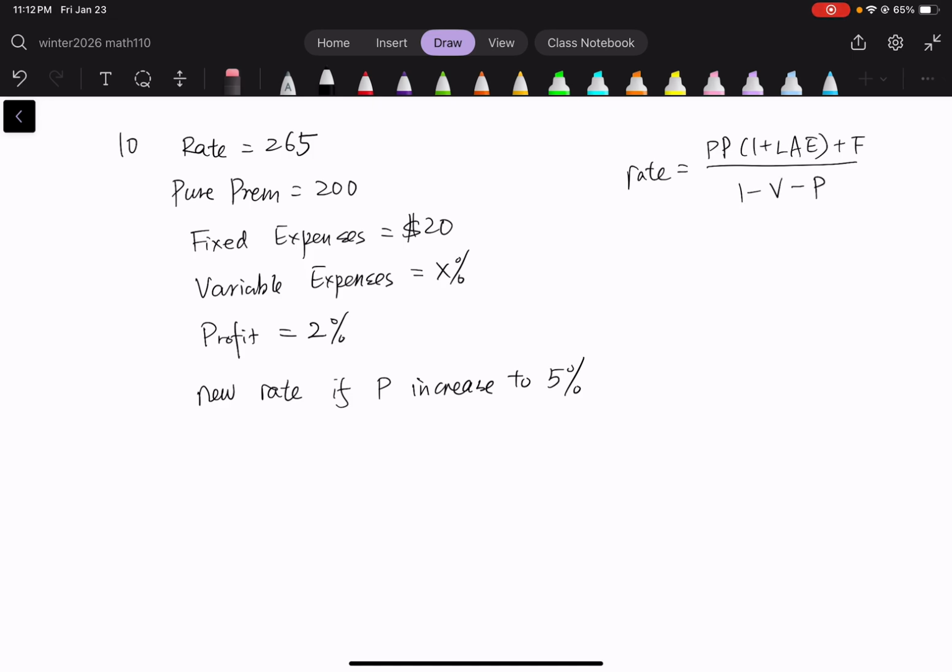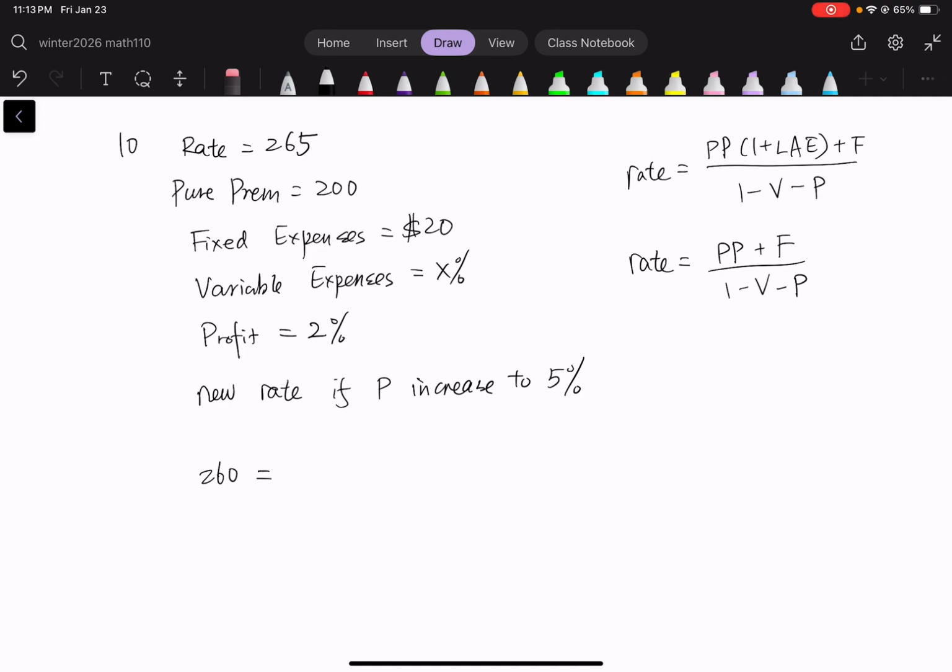If you don't have loss adjusted expenses, in this case it didn't tell, you can assume that it's just not relevant. There's nothing being adjusted, or it's 0. So in this case, it's going to be simplified to pure premium plus fixed expenses over 1 minus the variable expenses and minus profit margin. So what's given here is $260.